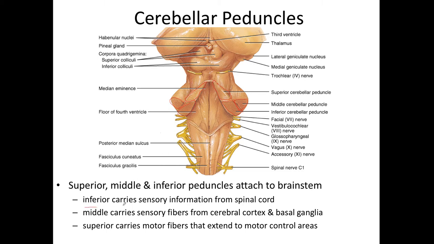So the inferior carries sensory information from the spinal cord. The middle carries sensory fibers from the cerebral cortex and basal ganglia. And the superior contains motor fibers, so sensory, motor. So inferior and middle carry sensory from different locations. Superior peduncle of the cerebellum carries motor information.